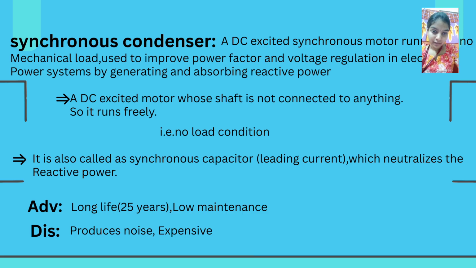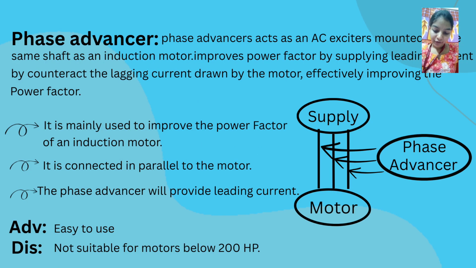And third one is phase advancer. Phase advancer is an AC exciter mounted on the same shaft of an induction motor, and it improves the power factor by supplying leading current to counteract the lagging current which is drawn by the motor, and effectively improving the power factor. It is mainly used to improve the power factor of an induction motor, and it is connected in parallel to the motor. The phase advancer will provide the leading current.